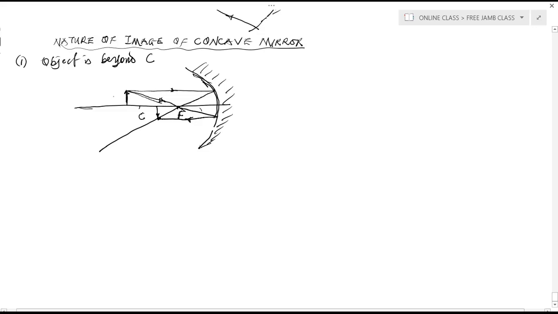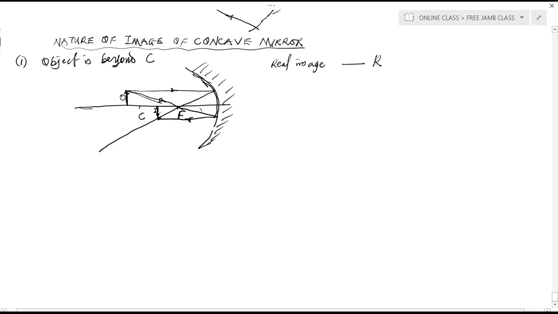You can see the object here. See the size of the object. See the size of the image here. This is the object O here. This is the image I here. What does it give us? It gives us a real image. Once the image is formed in front like this, you say it is a real image. So we have a real image.